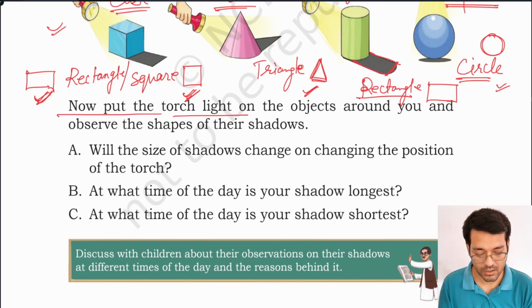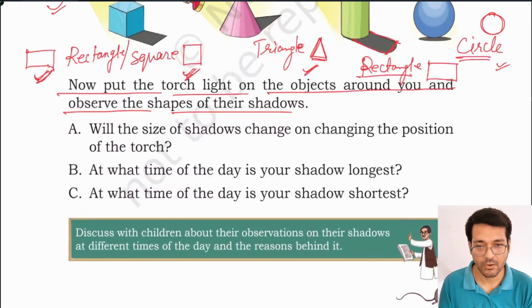Now put the torch light on the objects around you and observe the shapes of their shadows.